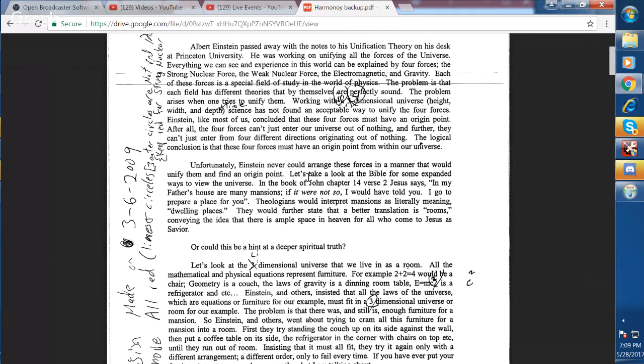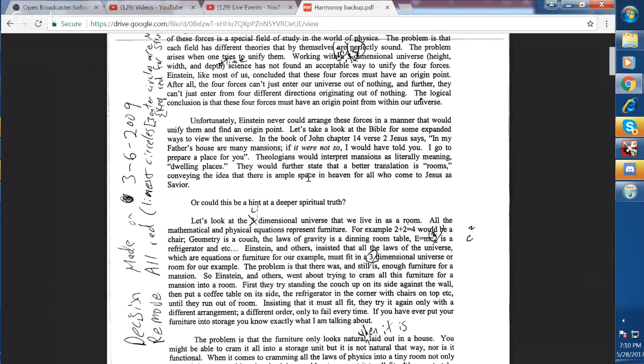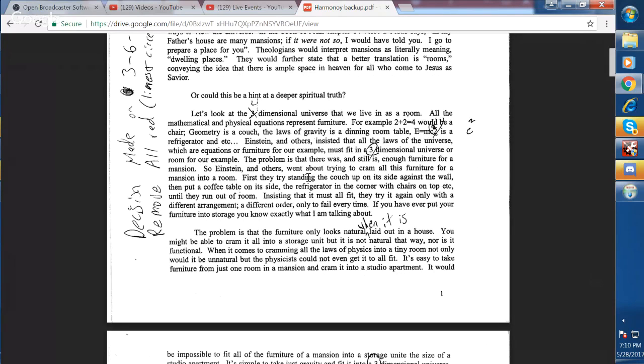Now, theologians would interpret mansions as literally meaning dwelling places. They would further state that a better translation is rooms, conveying the idea that there is ample space in heaven for all who come to Jesus as Savior. Or could this be a hint, just a hint, at a deeper spiritual truth? So now, let's look at the four-dimensional universe that we live in, and let's pretend they're rooms.